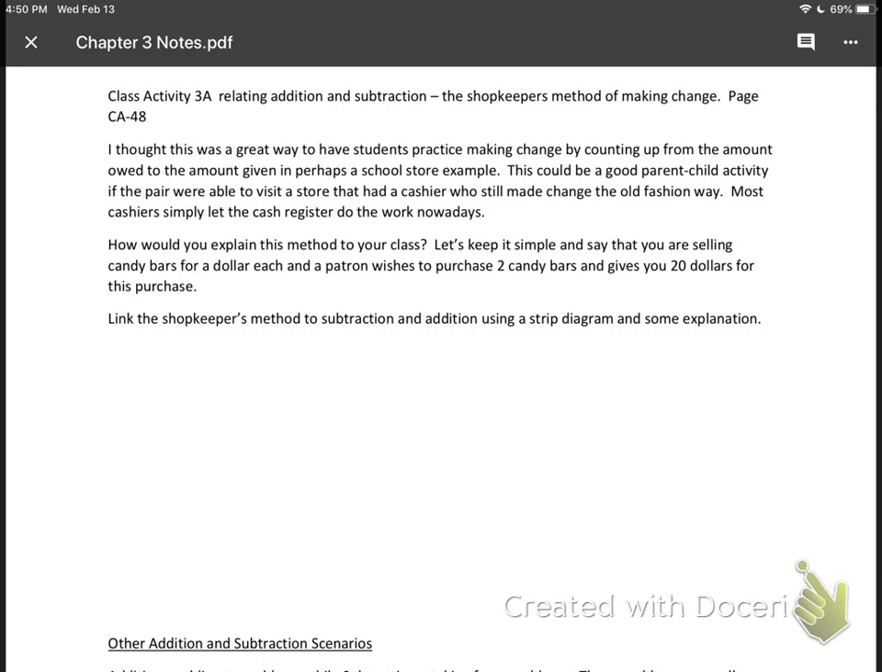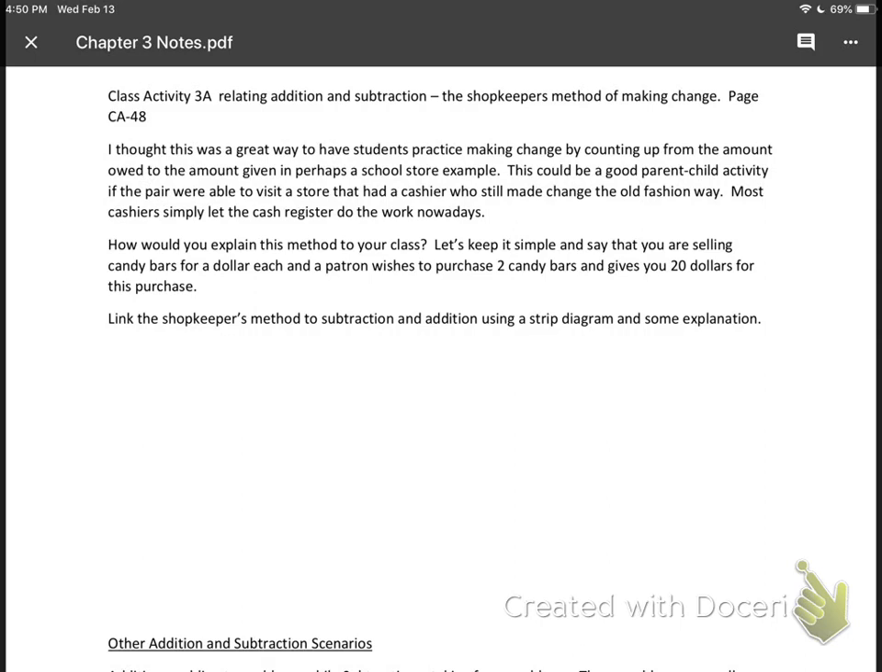So it's a great thing if you can have them observe people making change. It is harder and harder to do that because the cashiers nowadays just let the cash machine do the change for them. So you may have to do this in an ad hoc manner. So I said, let's think about if we can set up this kind of problem for a shopkeeper's method of subtraction. It's one of the problems that they do in the class activity.